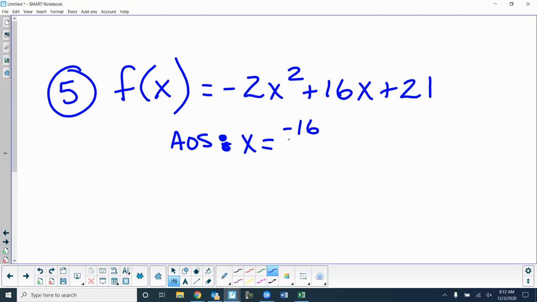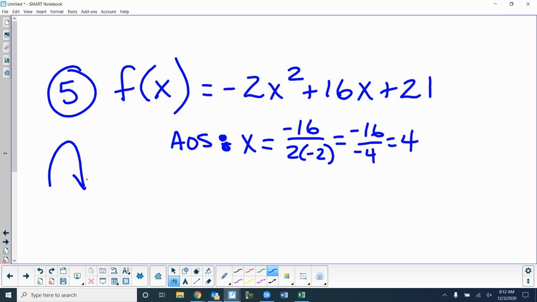Negative b over 2a is negative 16 divided by negative 4, so that's a positive 4. Okay? Oh, first of all, does this open up or down? Down. So am I looking for a min or a max? Max. Okay? So I use this number to help me find the max. It's not 4. That's what some of you put down. Some of you didn't put any number down. To find the max, you put whatever you get for the axis of symmetry in for your x.